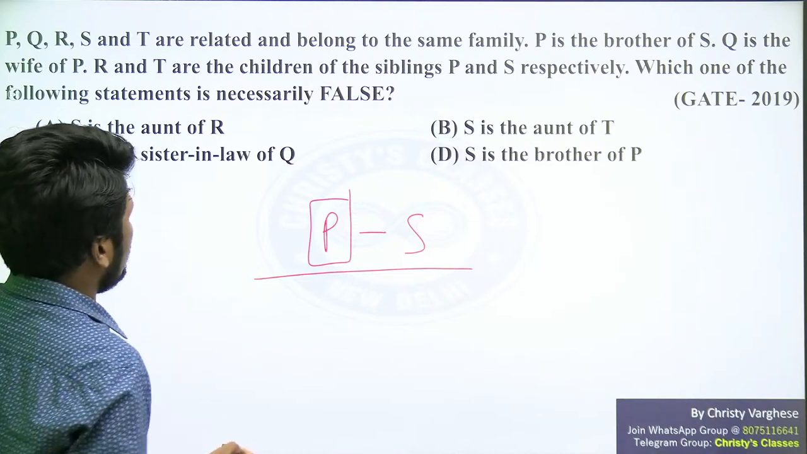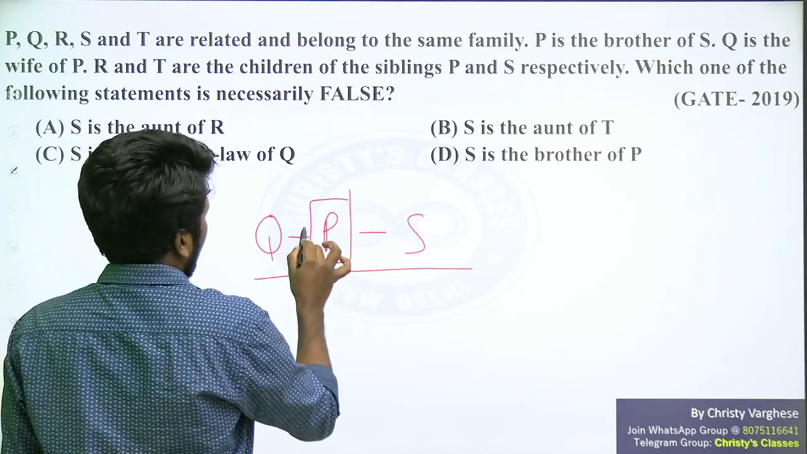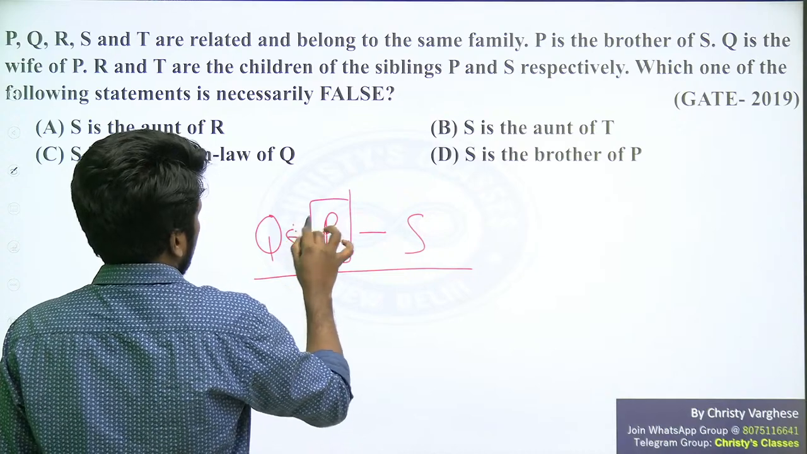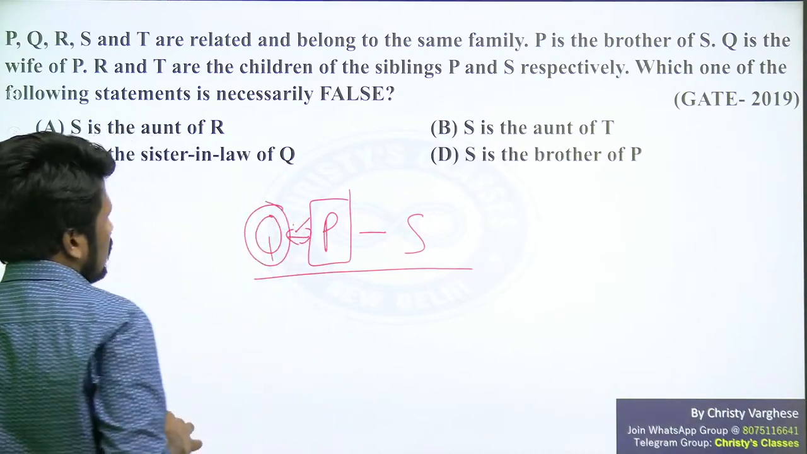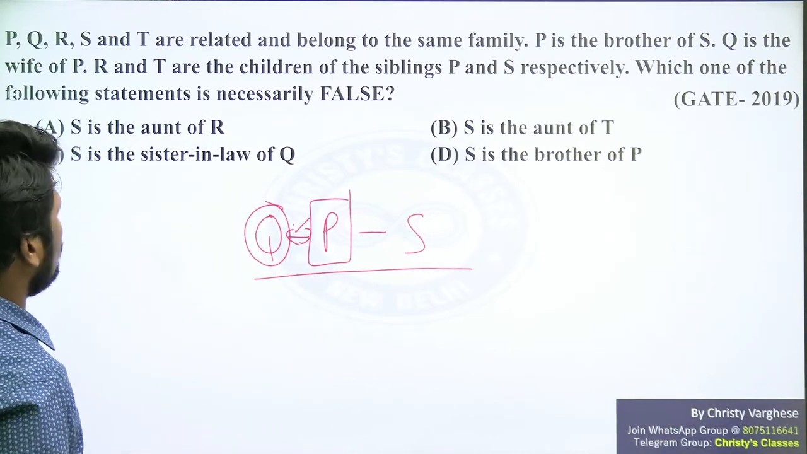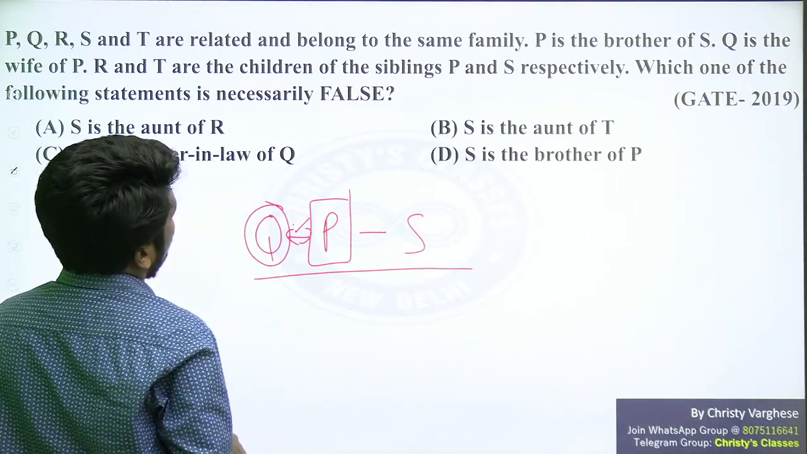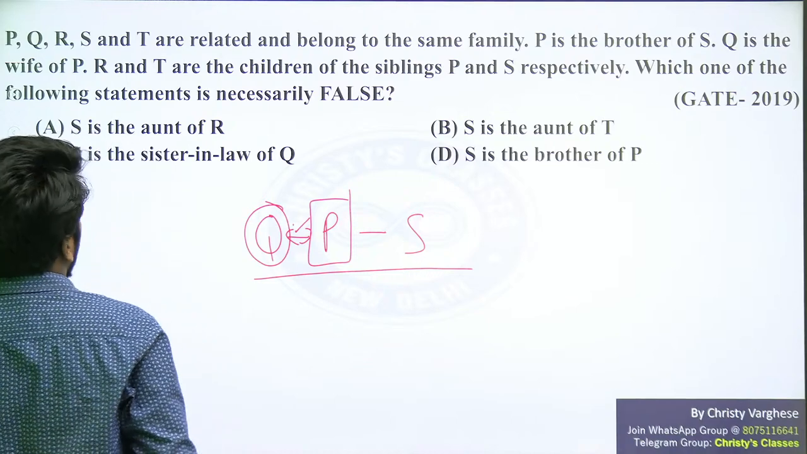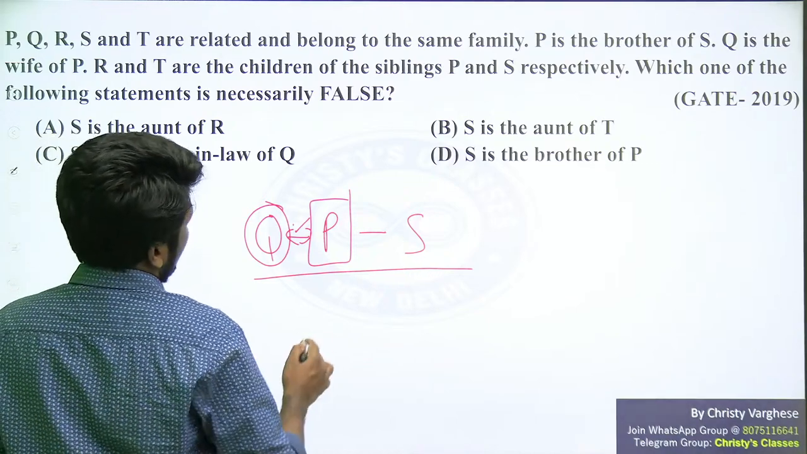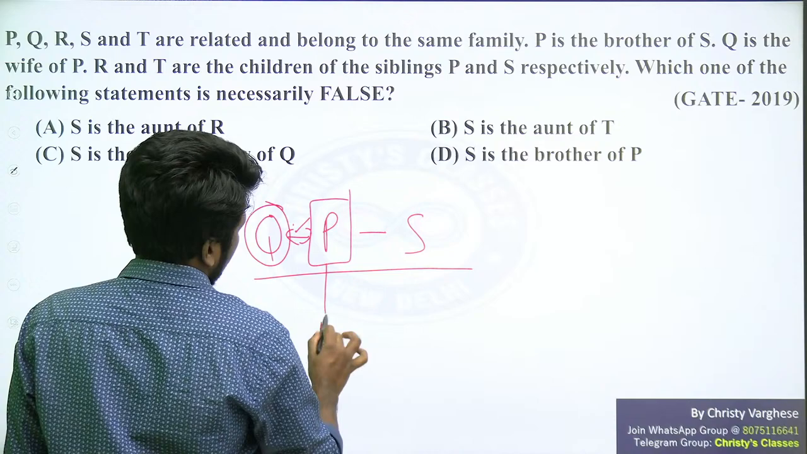Q is the wife of P. So they are married to each other. So we can put a circle because Q is a female person as Q is the wife of P. R and T are the children of the siblings P and S respectively. So R is the child of P.